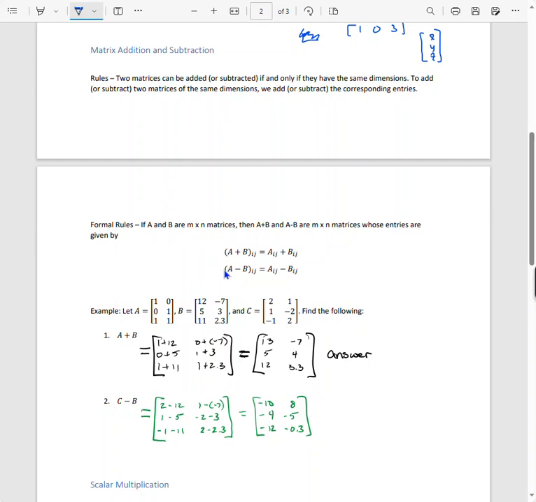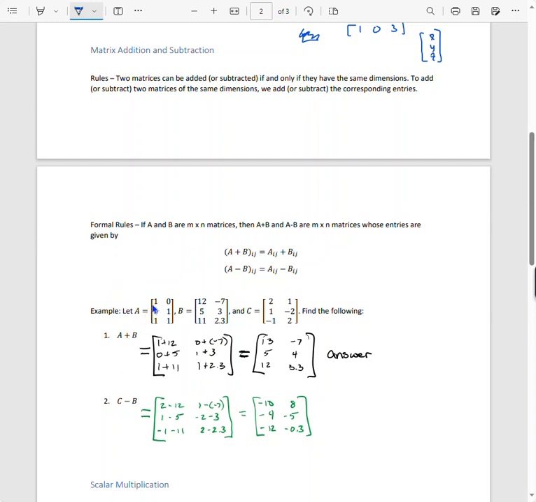Now here's the math version of that. If A and B are both m by n matrices, then A plus B and A minus B are m by n matrices whose entries are given by the sum, where each entry is taken from that entry of A plus the corresponding entry of B. So these are my words, and the mathy rules that go along with them. I'm here to help you interpret your textbook. Okay, let's look at an example or two.